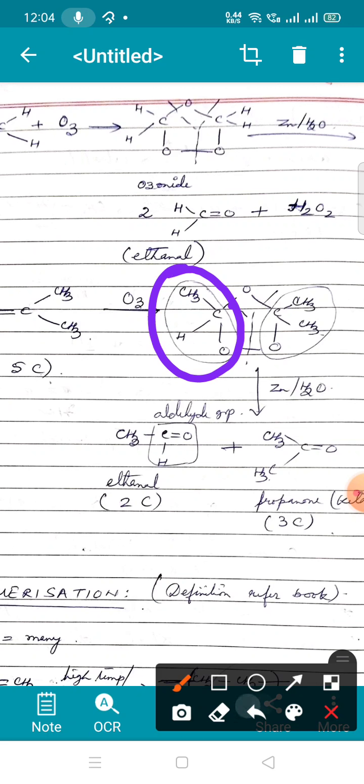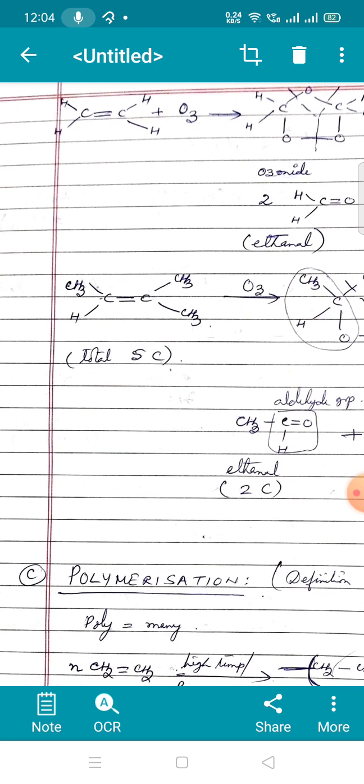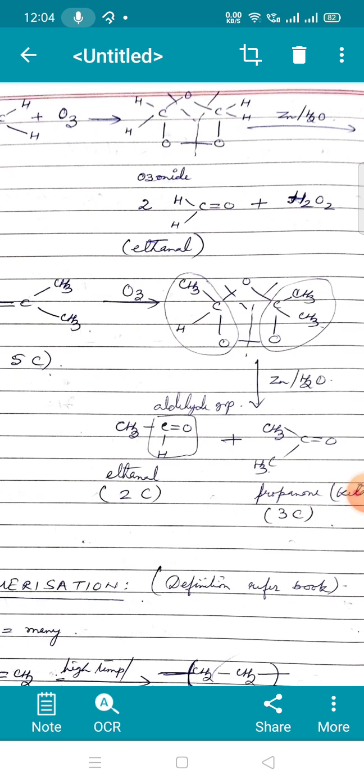And on the other side, what happened? Here we have CH3C, and again these 2 bonds will join together, I mean this and this will join together forming a ketone. So here CH3COCH3, which is known as propanone. So you can notice here we began with 5 carbons, but the products are having 2 and 3 carbons each. That means each of the products has a lesser number of carbons than the starting material. So we call them step down reaction.